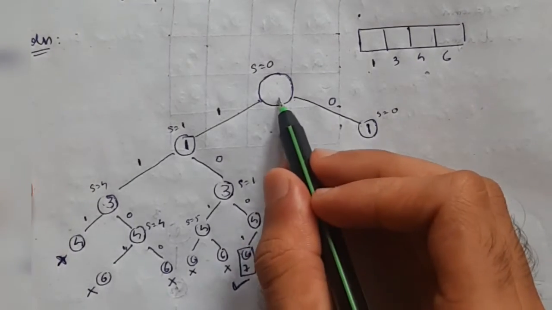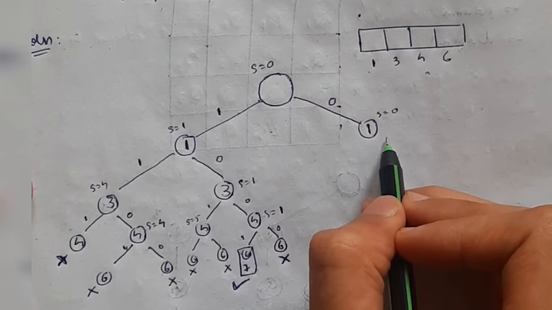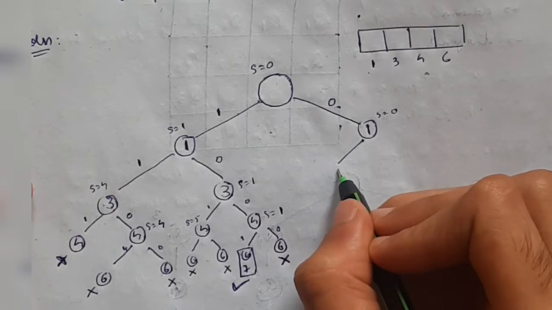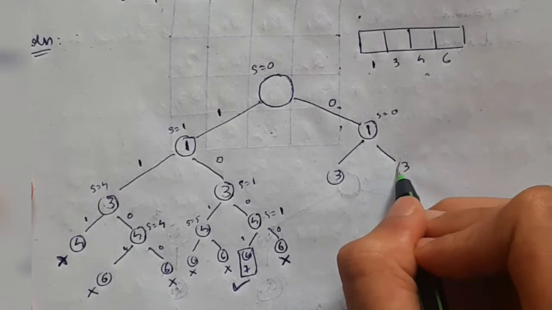So let's find out the next possibility through not selecting 1. If I don't select 1 here, I'll have the sum as 0, and I have two possibilities of selecting 3 or not selecting 3.